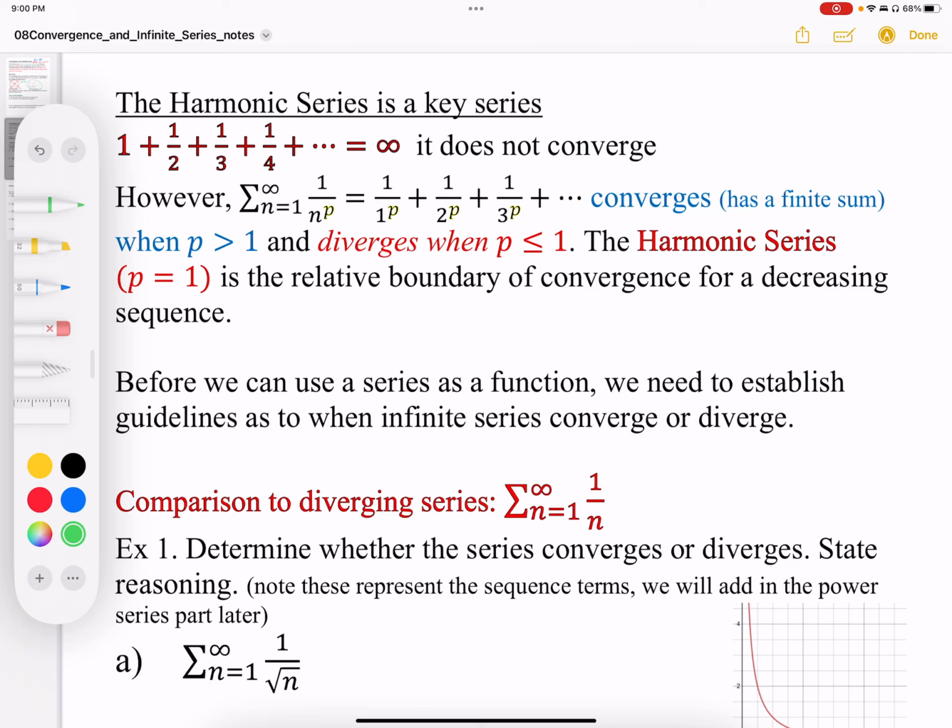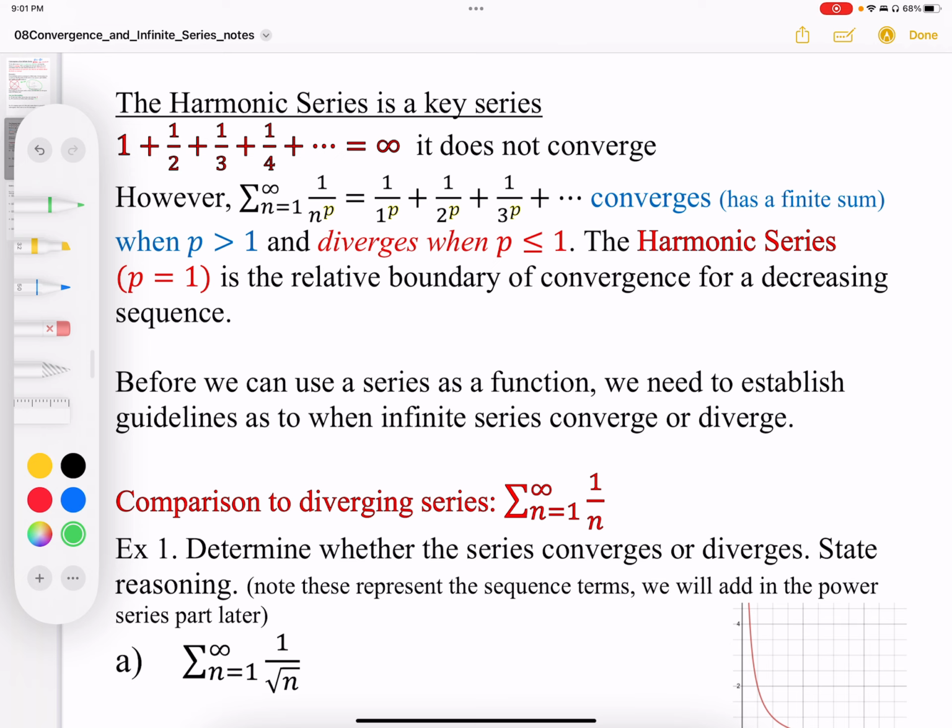What are some of these tests? So once we have established that the terms do go to zero, that infinite sum has a possibility of converging. Our test is going to use the harmonic series as a key, really just as a comparison. To be clear, the harmonic series does not converge. It's divergent. It has an infinite sum.